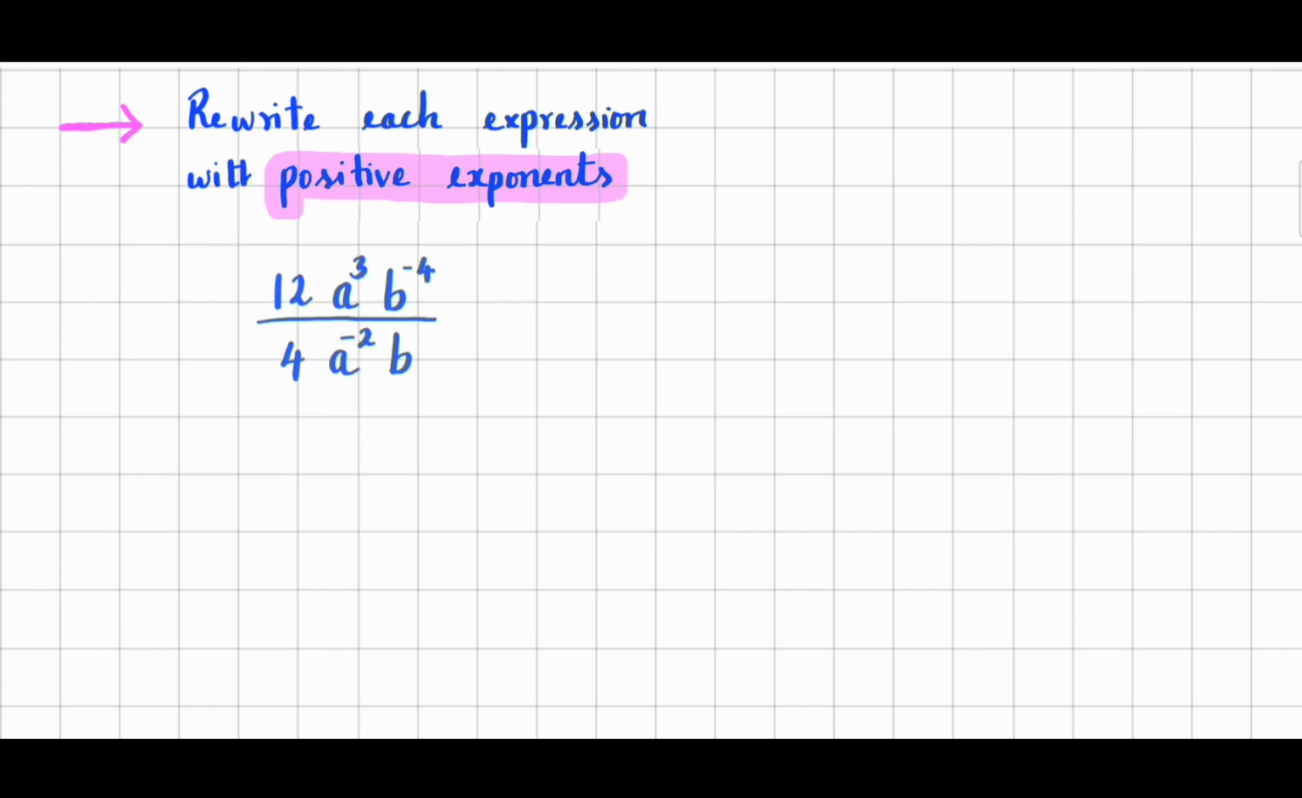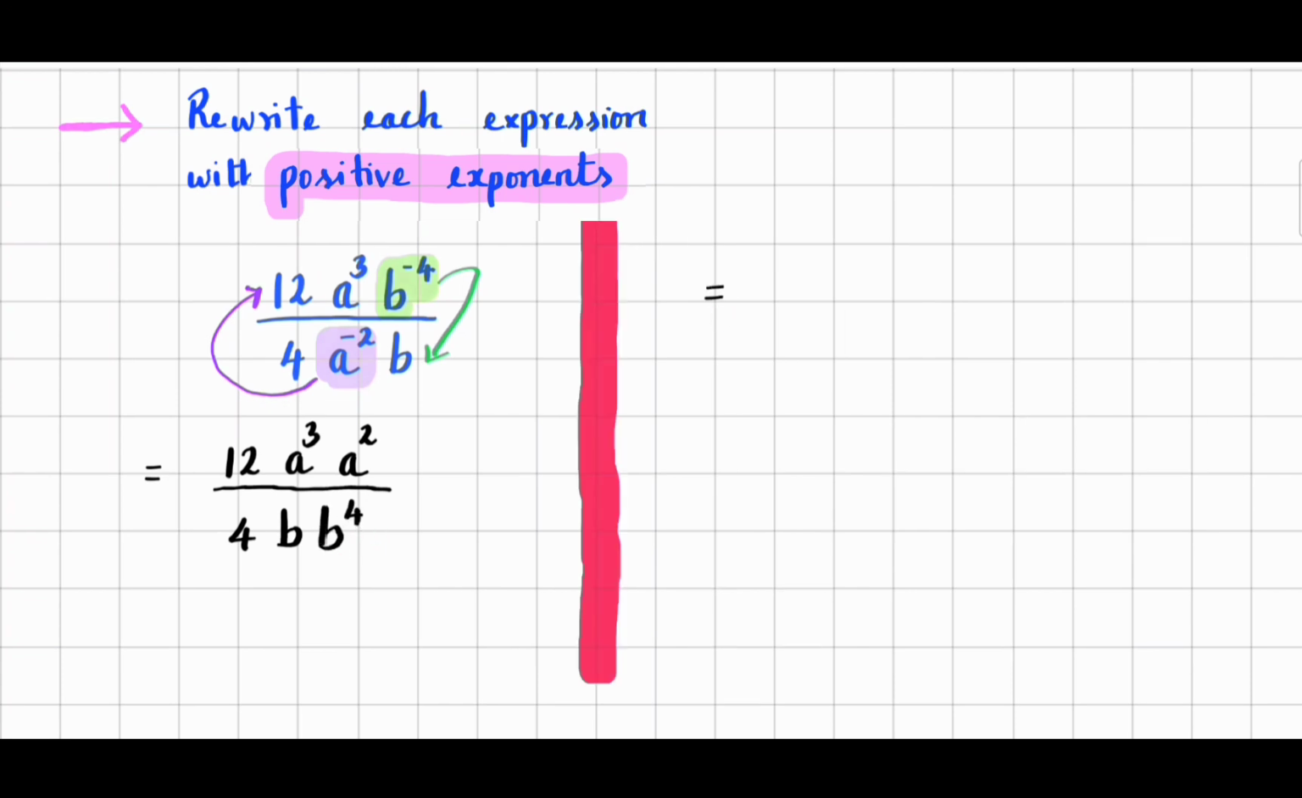So, first I am going to rewrite the negative exponent terms into positive exponents. For that, I am going to bring this a power negative 2 to the numerator. At the same time, bringing this b power negative 4 to the denominator. By doing so, we get, in the numerator, 12a cube. And if I bring this a power negative 2 to the numerator, it becomes a square divided by 4b. And if I bring this b power negative 4 to the denominator, it becomes b power 4.